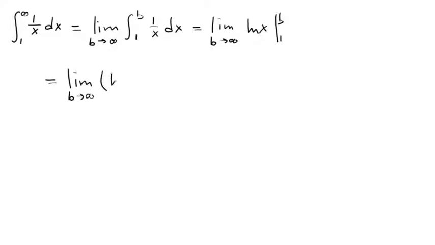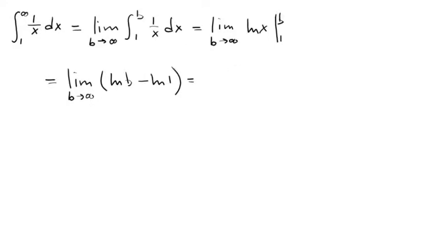Alright, so this becomes ln of b minus ln of 1. Now, ln of 1 is just a constant. Actually, it's 0, but that's still a constant. What happens to the natural logarithm as b goes to infinity?